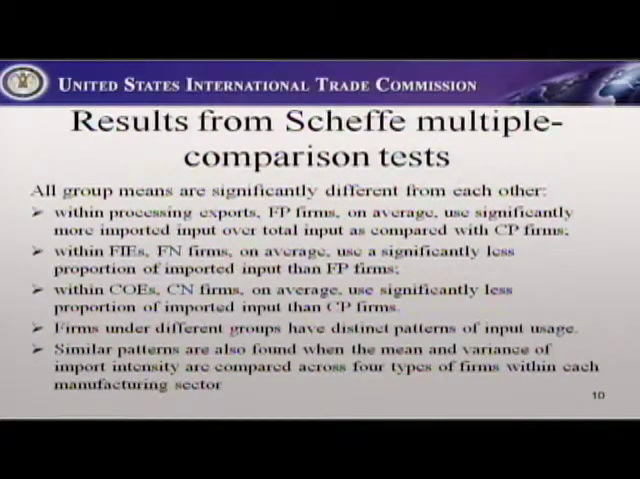Then we conducted a formal statistical test, the Scheffé multiple comparison test. All the group means are significantly different from each other. Within processing exports, the foreign-owned firms, on average, use significantly more imported inputs over total exports as compared with Chinese processing firms. Within foreign-owned firms, normal firms, on average, use a significantly smaller proportion of imported inputs than foreign processing firms, and so on. Basically, they are very, very different. I'm not going into the details.